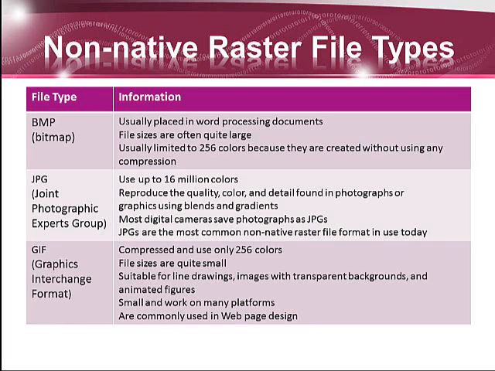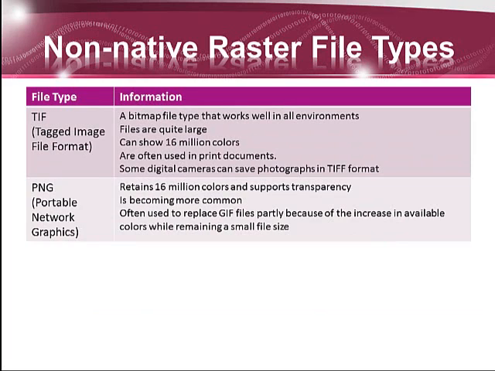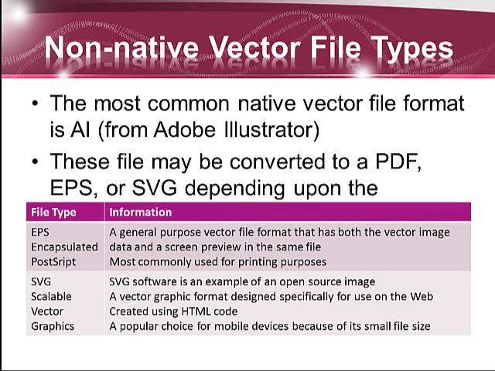Some non-native raster file types include bitmap, JPEG, GIF, TIFF, and PNG. The most common native vector file format is AI, from Adobe Illustrator. These files may be converted to a PDF, EPS, or SVG, depending upon the file and the determination of the file format. EPS stands for encapsulated PostScript and SVG for scalable vector graphics.